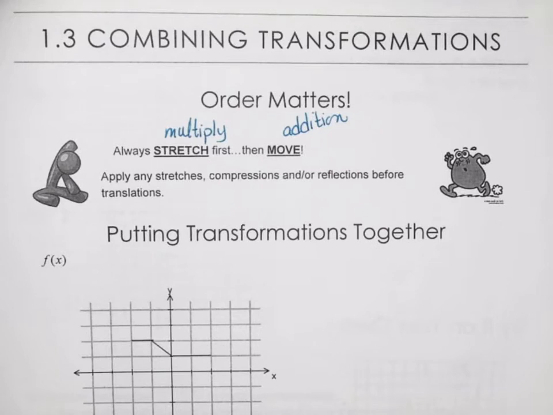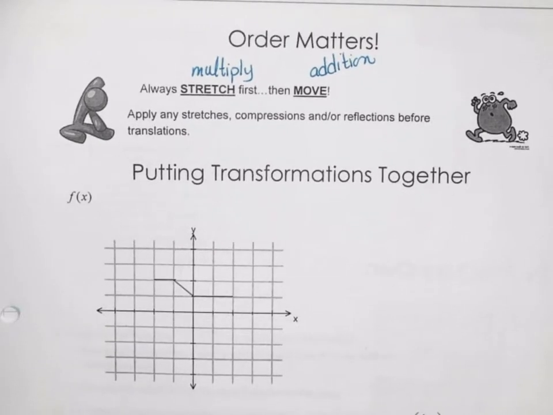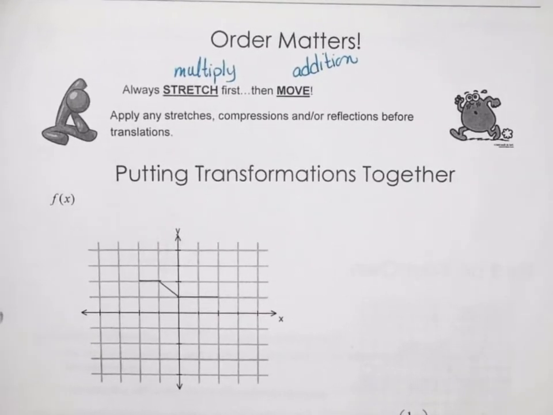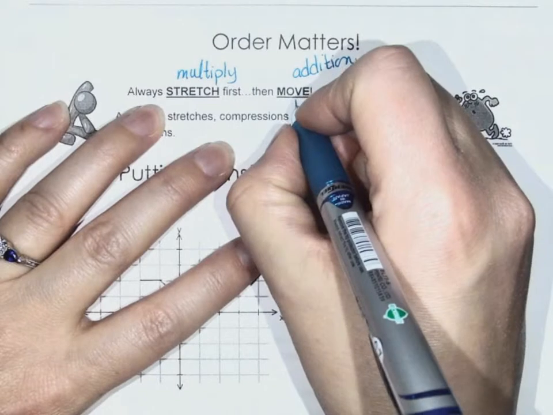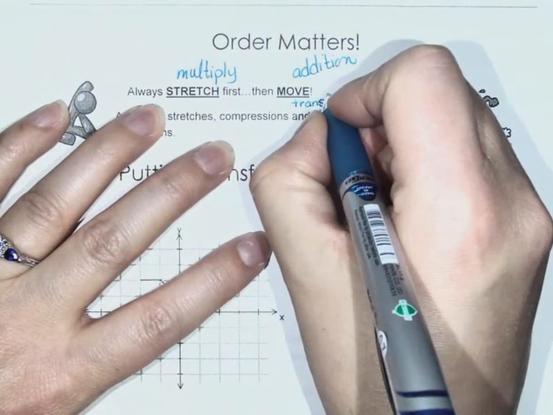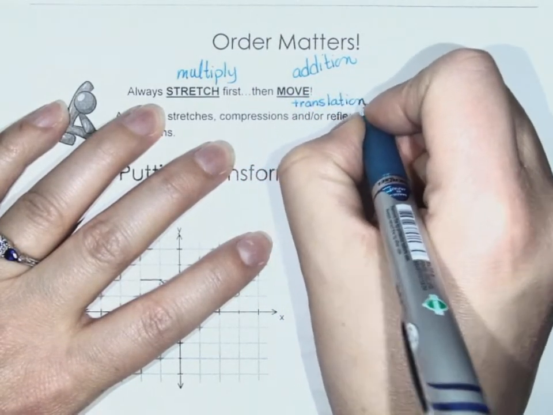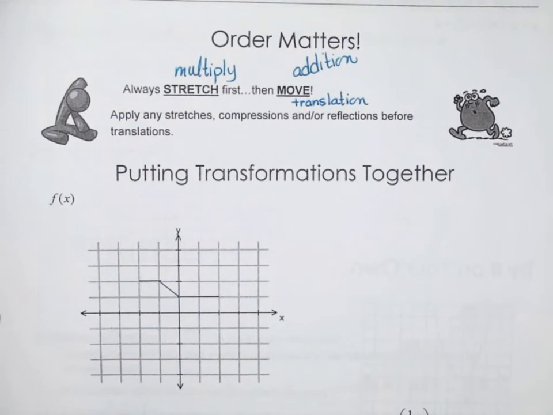So stretch, then move. You want to stretch before you go and do a big physical activity. Don't talk to me about dynamic stretching or anything like that. I understand, but this was my cute way of trying to remember. So stretch, then move. When I talk about move, I'm talking about a translation. So that's just not changing the shape, but physically moving it around the coordinate plane.